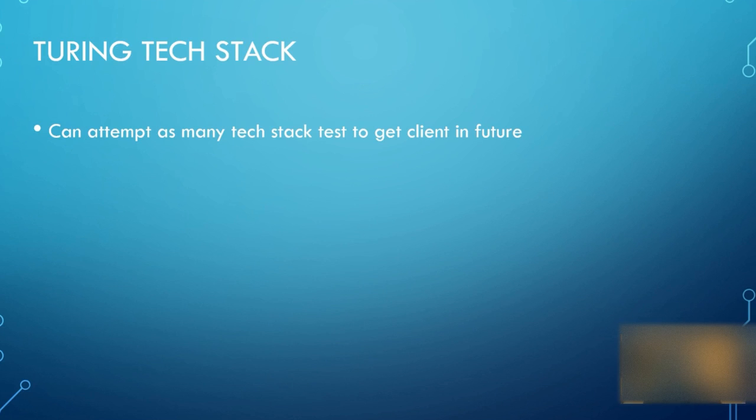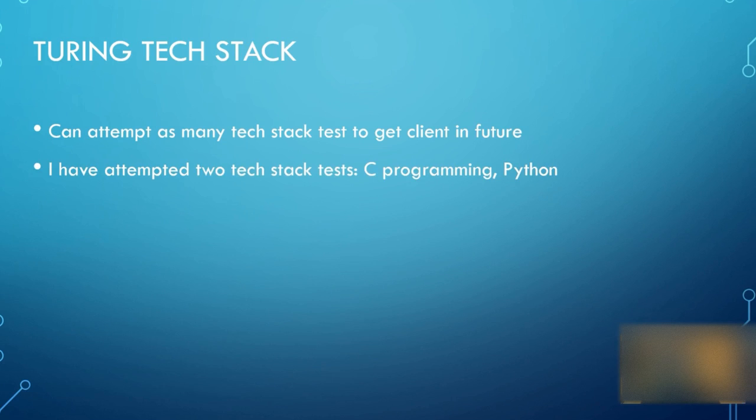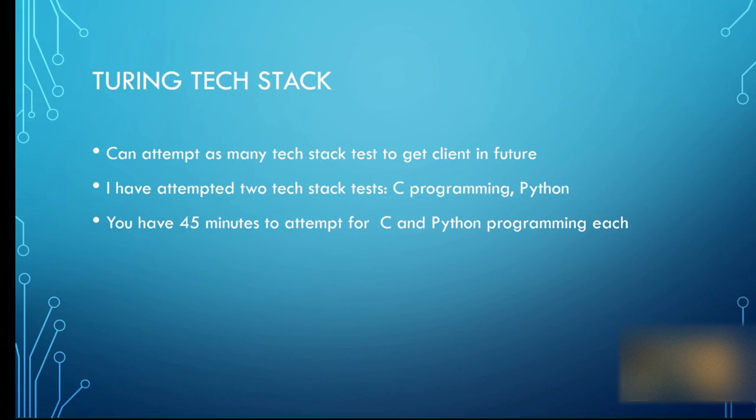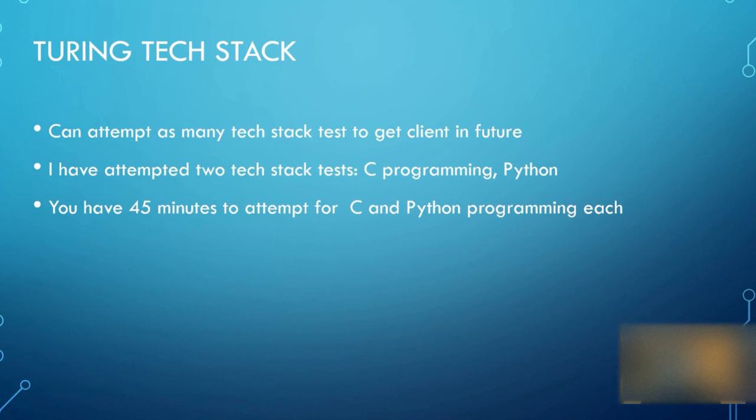So let us discuss the Turing tech stack. You can attempt as many tech stacks as you want to get a client in the future. If you have more than two or three tech stacks, then you can get a client very easily. I have attempted two tech stacks: one was C programming and one was Python. You have 45 minutes to attempt each of C and Python programming. There can be other time limits depending on the technology you are giving the exam for. It can be 45 minutes or even 1 hour 15 minutes, depending on how it is designed by Turing.com.